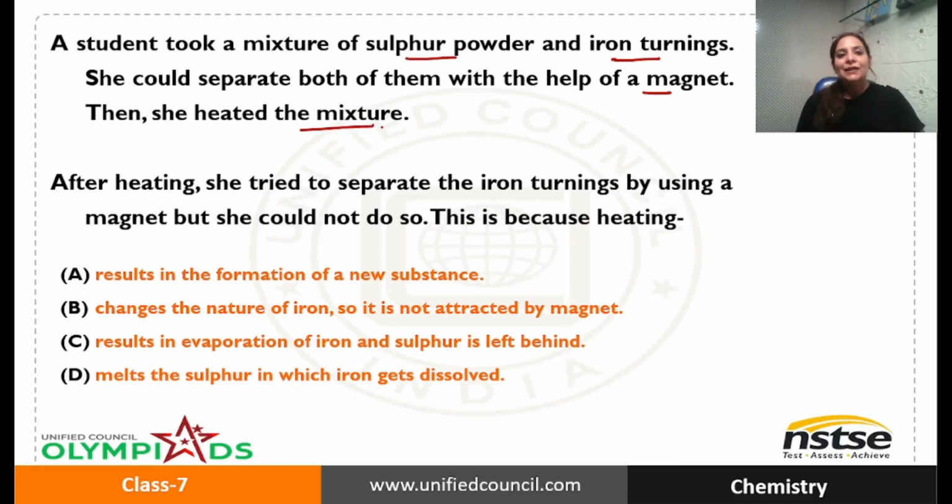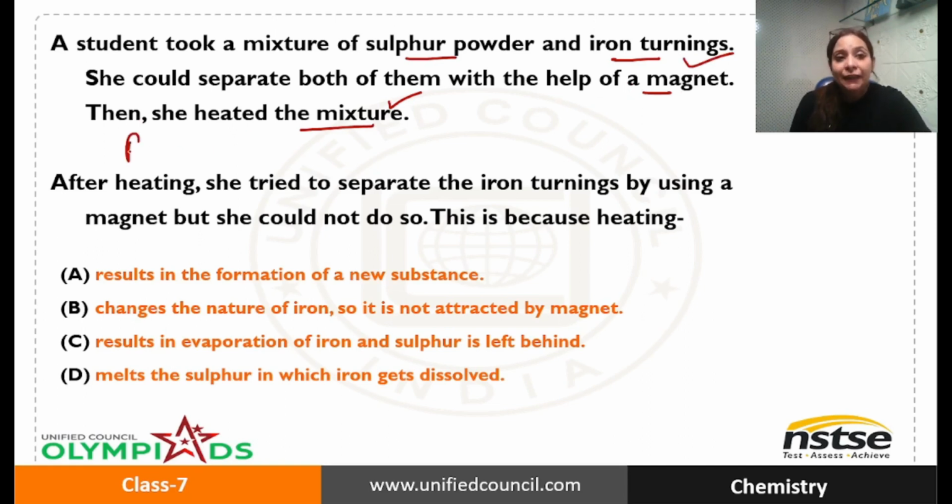So it is said a student took sulfur powder and iron turnings and mixed them. Obviously when she is simply mixing them, she is getting a mixture. And she can separate the mixture because all the mixtures can be separated into their components by certain methods. Here she can separate by using a magnet because iron is easily attracted by a magnet. Now she heated the mixture.